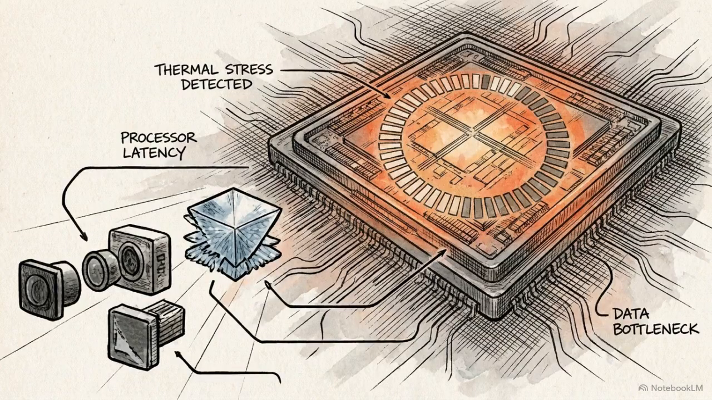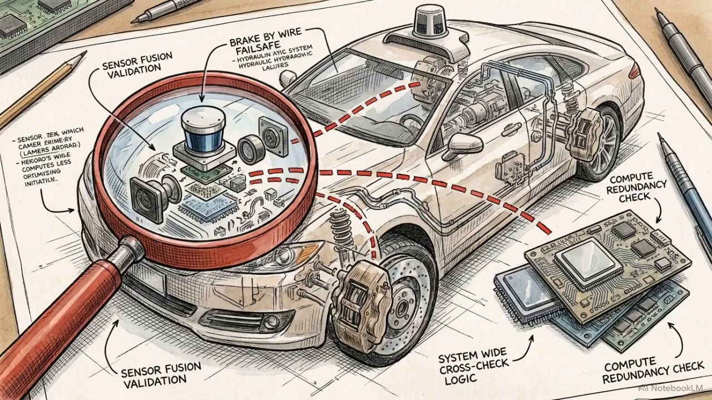Similarly, adding redundant sensors to improve perception increases the load on the vehicle's computer. This can lead to processor latency, meaning the car sees a hazard accurately but reacts too slowly to avoid it. Every modification must be cross-checked against the entire architecture. A local improvement cannot be allowed to degrade the safety of the global system.